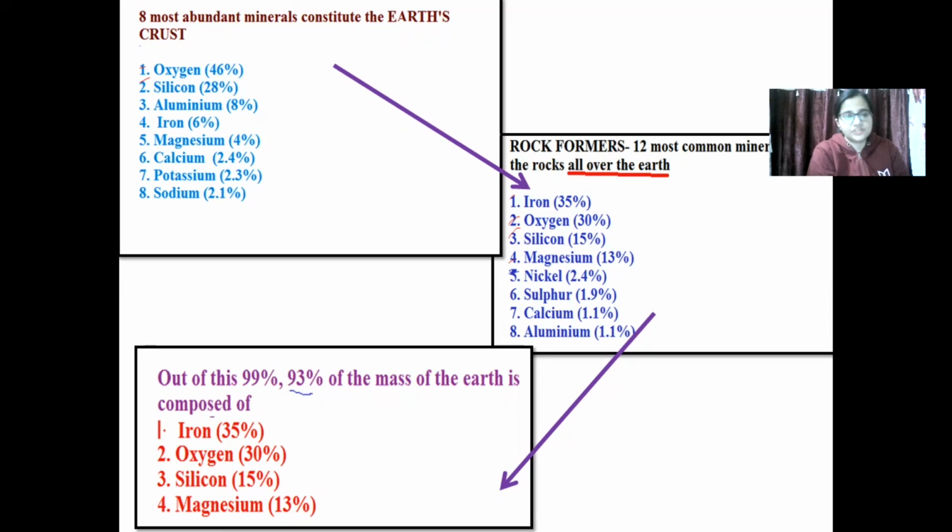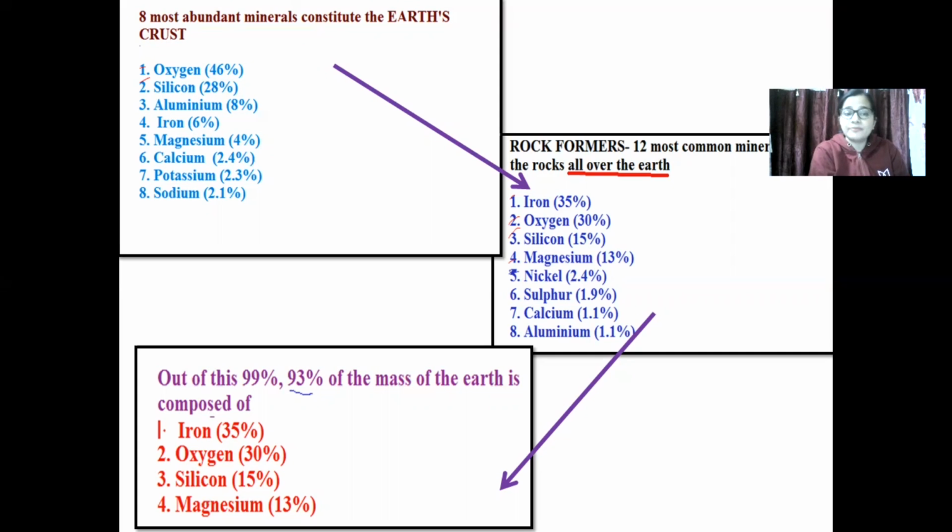That is very important. Now, if I break it up more, the most common minerals that are found all over the earth are somewhat different from the 8 most abundant minerals. Abundant minerals means found almost everywhere; abundant, it is found in huge amount. But the most common minerals which are found all over the earth, that is somewhat different. So there is a basic difference between these 2 images.